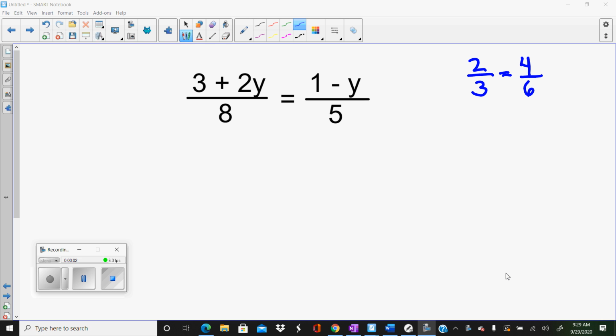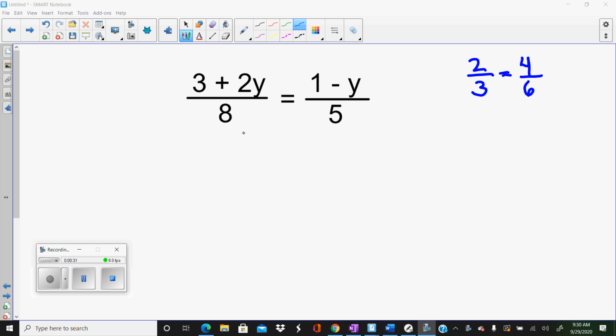Alrighty, folks. So the goal today is to be able to solve equations using proportions. And this original equation that I showed you here, 3 plus 2y over 8 equals 1 minus y over 5, looks a little bit intimidating. If we were going to try to discover what y is, sometimes we're not quite sure where to start, and if we are, it just gets jumbly. But I think the important thing to remember with proportions is that diagonals, when multiplied, are equal.